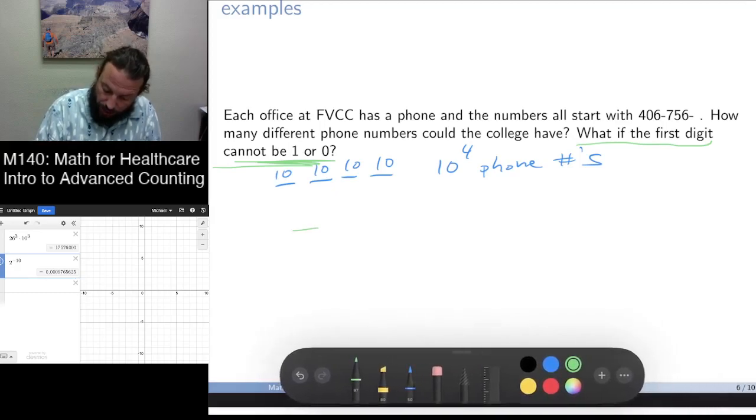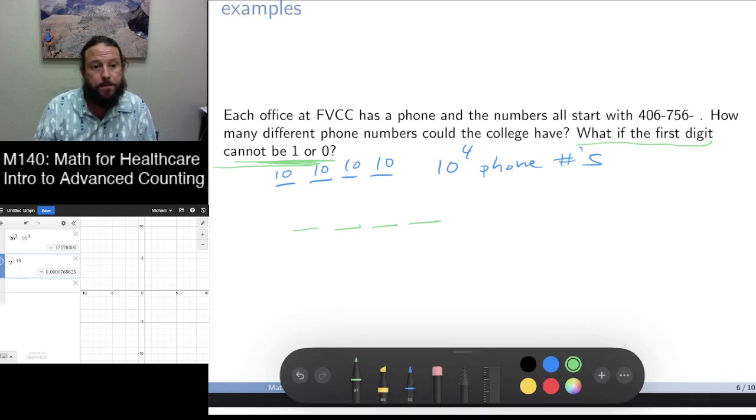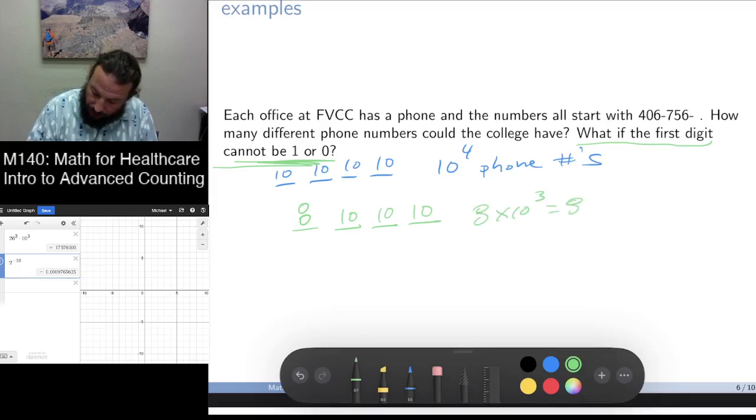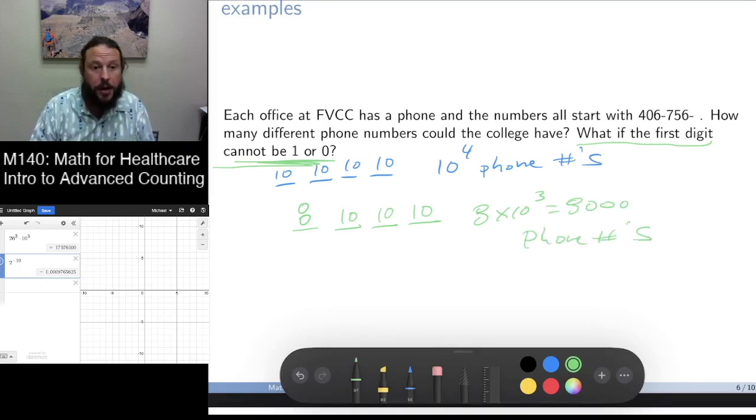Well, certainly we still have the 4 dashes. Now the first digit has 8 possibilities, because it can't be a 0 or 1. The second can be anything, the third can be anything, the fourth can be anything. And that's going to give me 8 times 10 cubed, which is 8,000 phone numbers. Good.